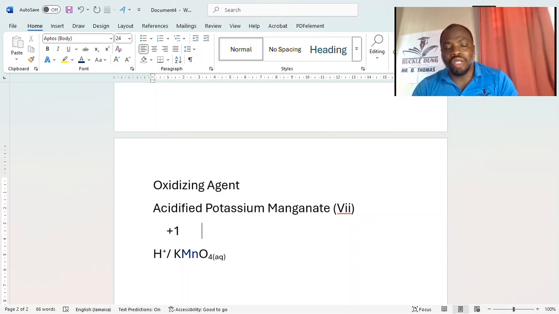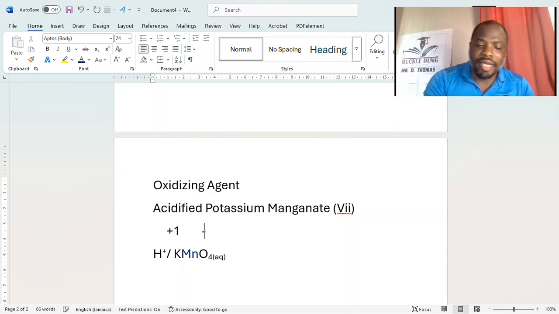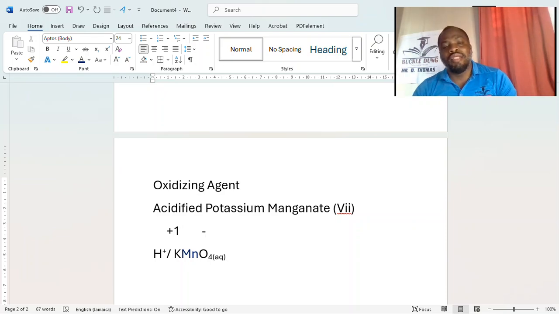So it's a neutral compound. So when you add the potassium, the manganate, and the oxygen, the overall oxidation number of the atoms in that compound should equal 0. So we know that the overall for the oxygen is going to be 4 times negative 2, which is negative 8.